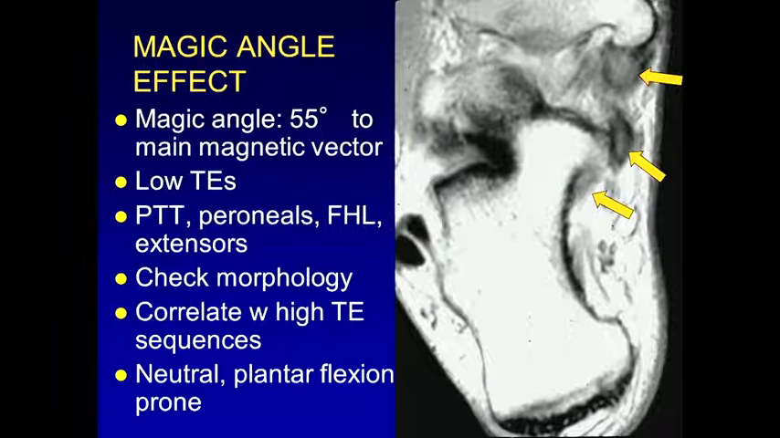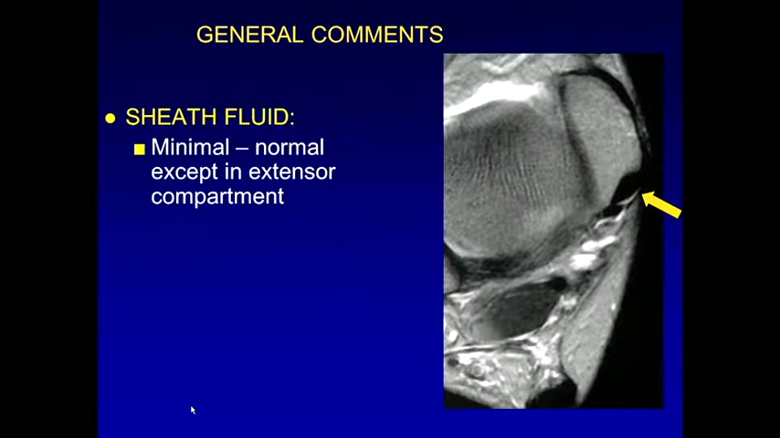Most people by now image our patients in neutral supine position, which is about 12 degrees to 20 degrees of plantar flexion. That pretty much avoids magic angle effect. There have been reports on imaging in prone. In my opinion, that's really not necessary.